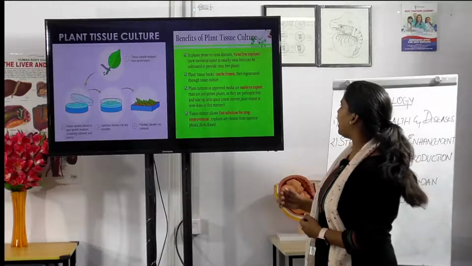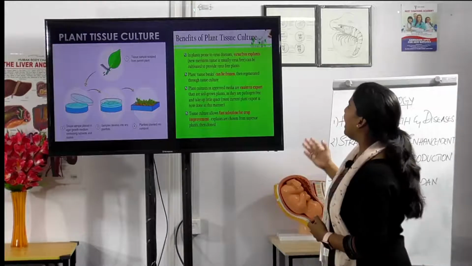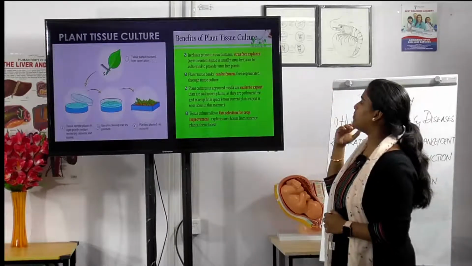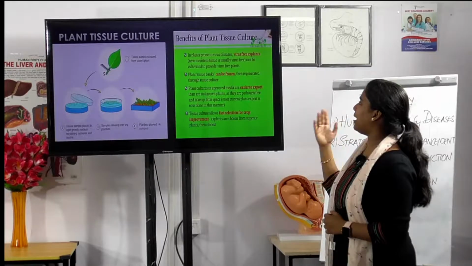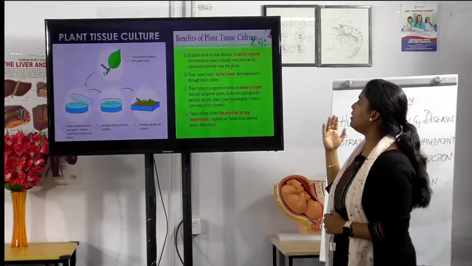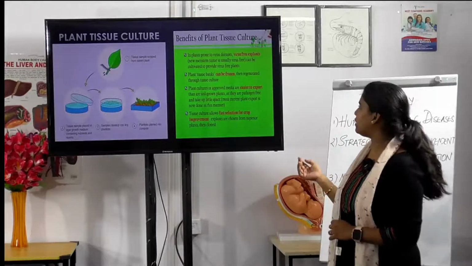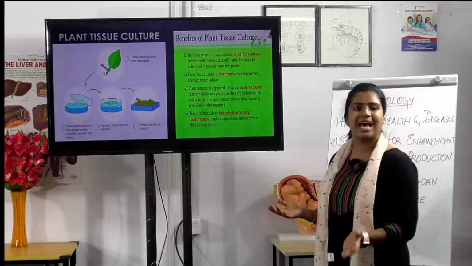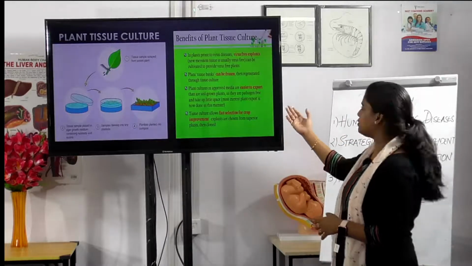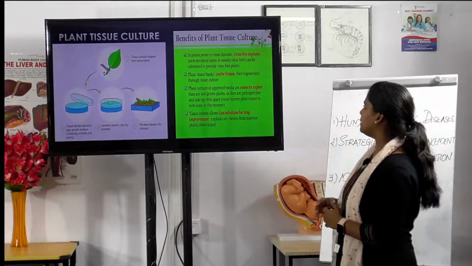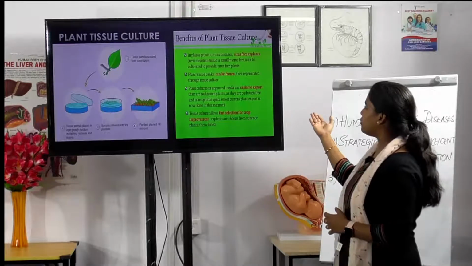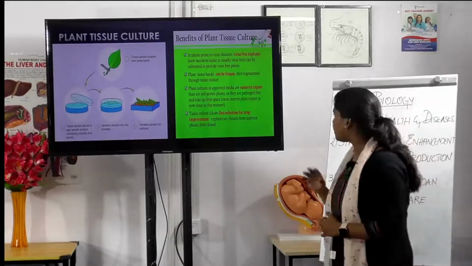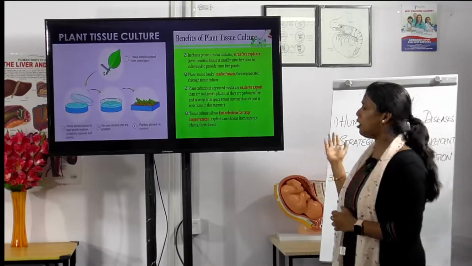And these are the benefits of tissue culture. In plants prone to virus diseases, virus free explants can be cultivated to provide virus free plants, and plant tissue banks can be frozen and then regenerated through tissue culture. Plants cultured in approved media are easier to export than soil grown plants, as they are pathogen free and take up little space. It also allows fast selection for crop improvement, as explants are chosen from superior plants and then cloned.